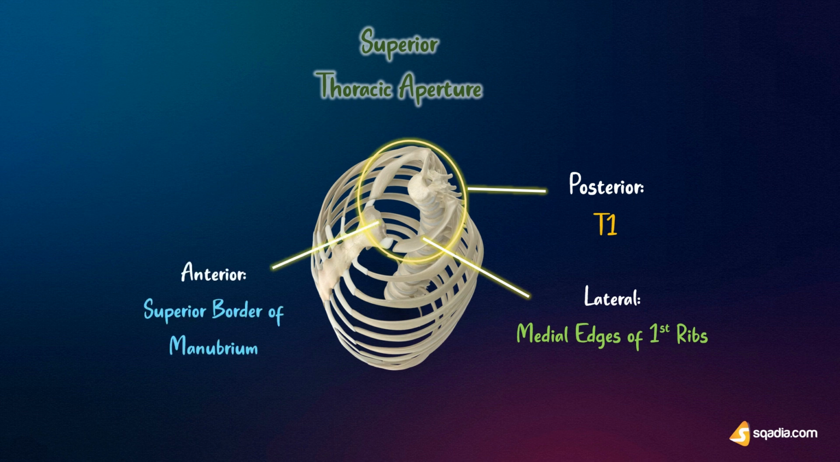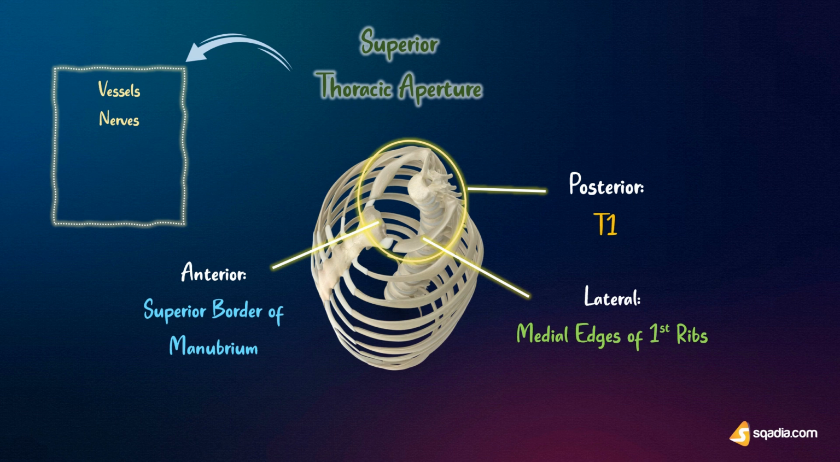border of the manubrium. The vessels and the nerves can pass to the neck and the upper limbs through this aperture. Not only this, but the esophagus, trachea, and the apex of the lungs also pass through this aperture. So, that's about the superior aperture of thorax.